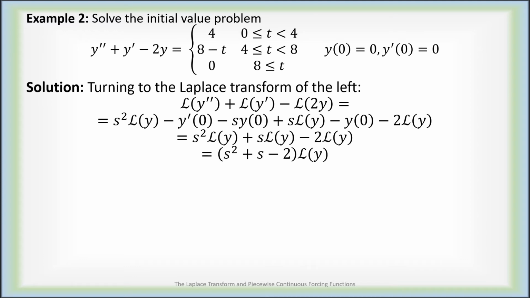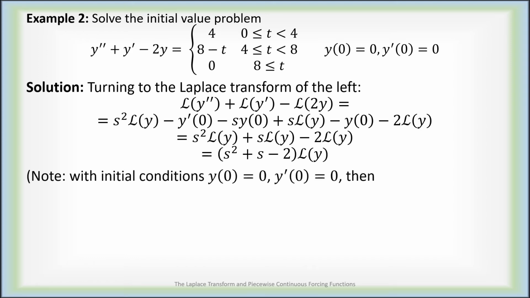We can go ahead and factor our Laplace transform out right now, and we have s squared plus s minus 2 times the Laplace transform of y. It's worth noting that when you're given the initial conditions y of 0 and y prime of 0 are both 0, then whenever you take the Laplace transform of any constant coefficient equation like this, a y double prime plus b y prime plus c y, you're just going to get a s squared plus b s plus c times the Laplace transform of y. It's a handy thing to remember.